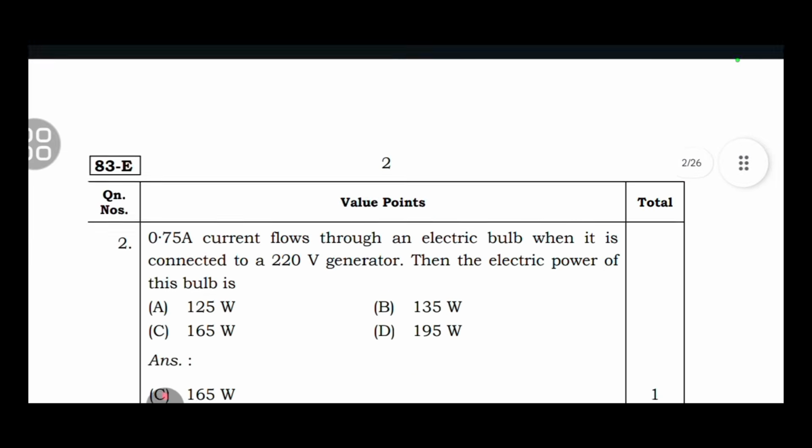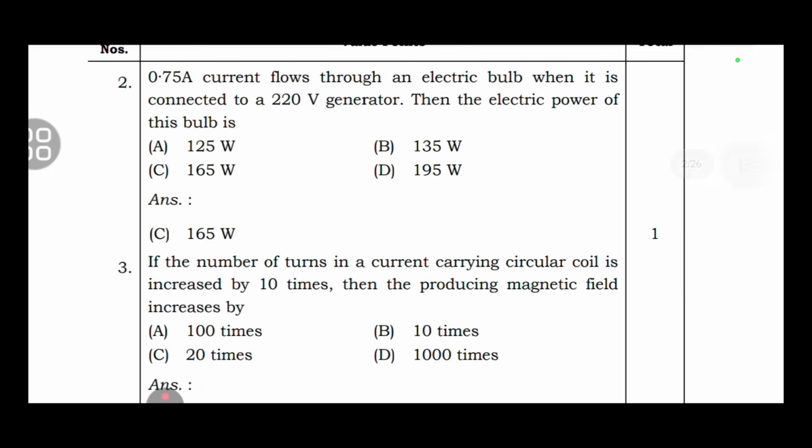Coming to the second question, this is a numerical based question. 0.75 amp current flows through an electric bulb when it is connected to a 220 volt generator. Then the electric power of this bulb is. Here the answer is 165 watt.